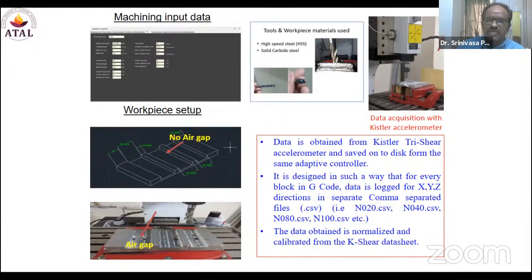So that is how, when vibration is present, this particular vibration will be translated or converted into a quantified parameter. If the vibration levels are excessive, it will reduce the feed rate or reduce the cutting speed.